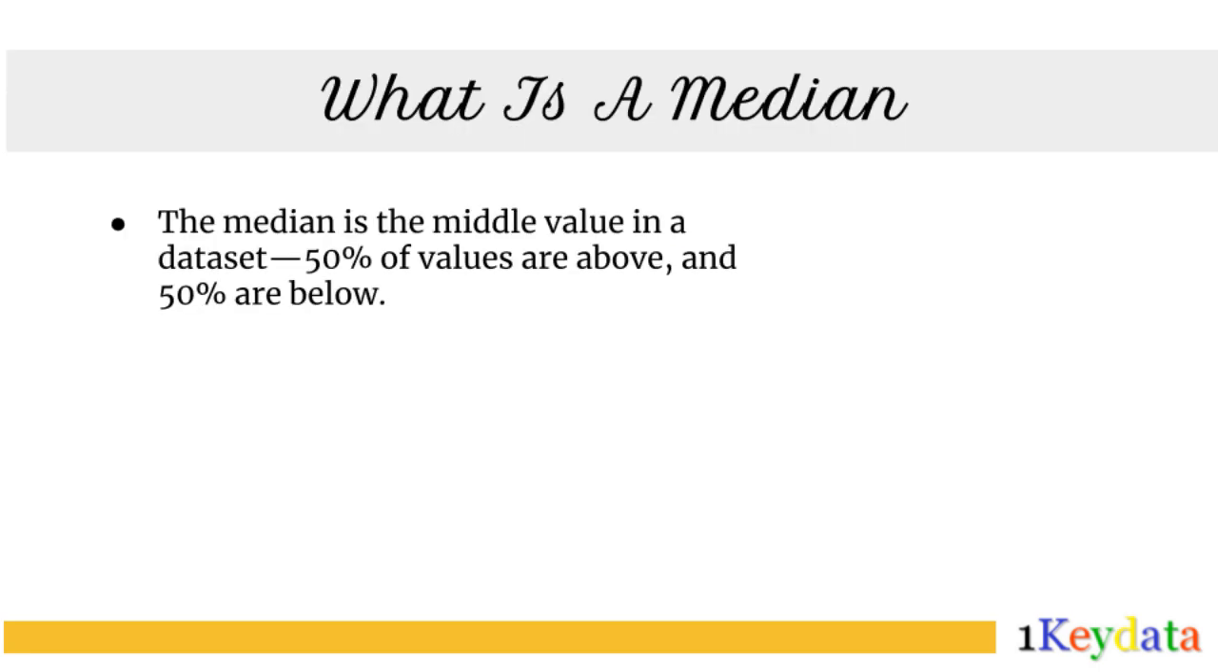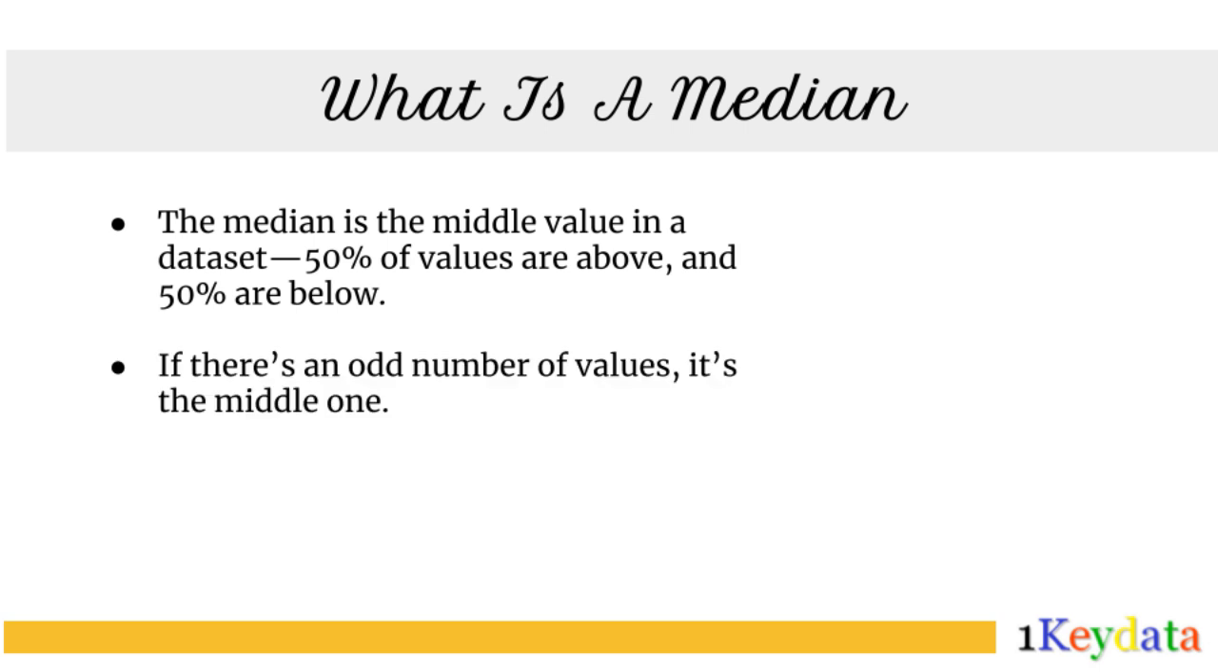The median is the middle value in a dataset. 50% of values are above, and 50% are below. If there's an odd number of values, it's the middle value. In this example, the median is 12, since it is the middle value.